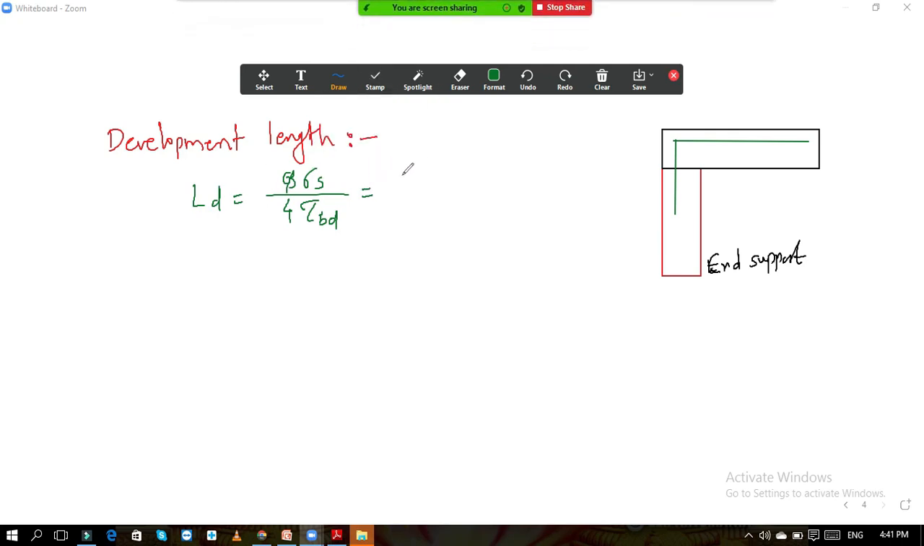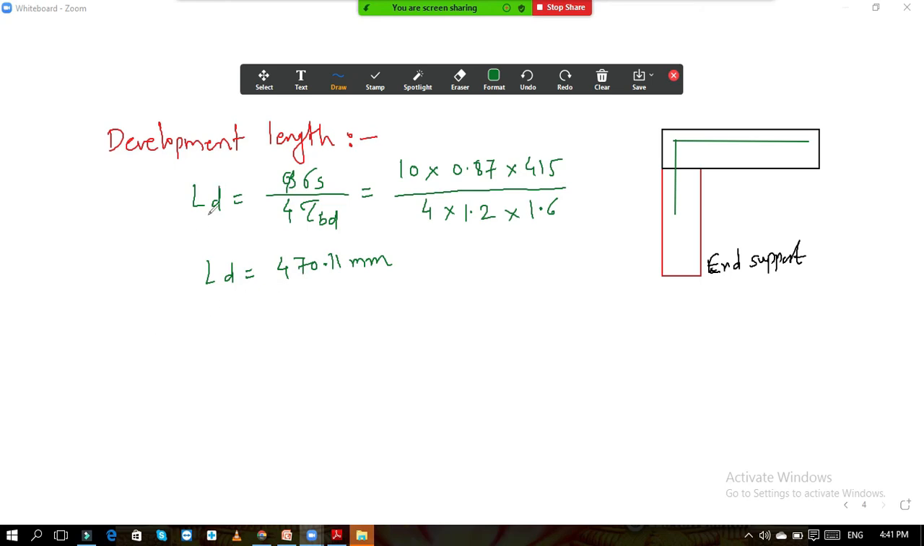So phi sigma s is now phi is 10 mm diameter into sigma is 0.87 into fy. Fy is 415. Okay. So divided by now tau bd. So 4 is constant. You know that for M20 concrete the value of tau bd is 1.2 and it is provided in tension reinforcement. So we have to increase this value by 1.6. So the development length works out to be 470.11 mm. Sorry, 11 mm. This is your development length.